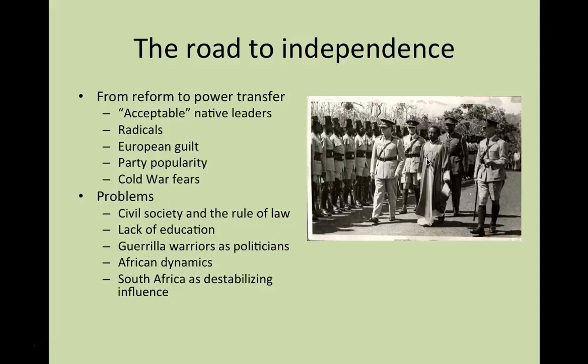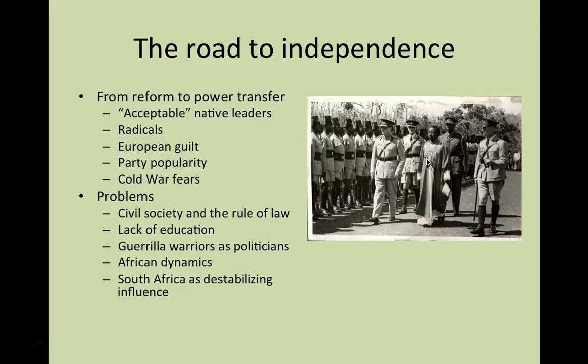Now, this is not to say that they were entirely absent. Certainly Africans did have structures that could be labeled civil society, but these were compromised at times by the legacies of the 19th century, by ethnic conflict, by historical rivalries, by religious differences, and those often superseded the question of having a civil society and having the rule of law in place.